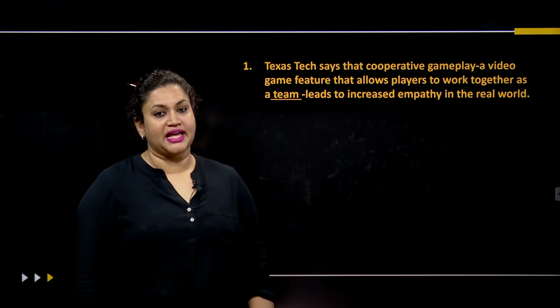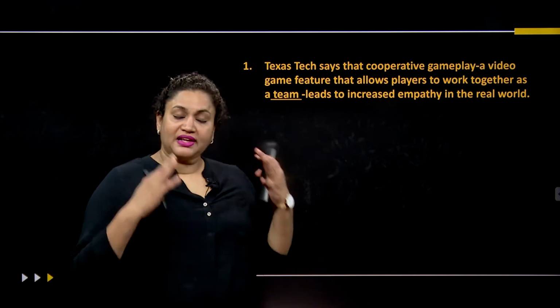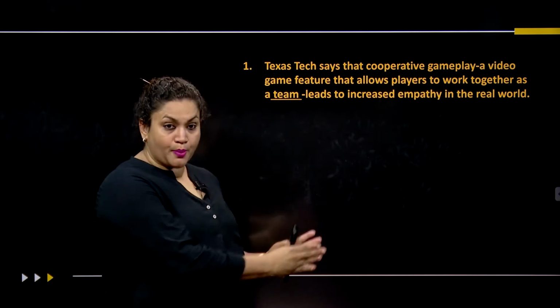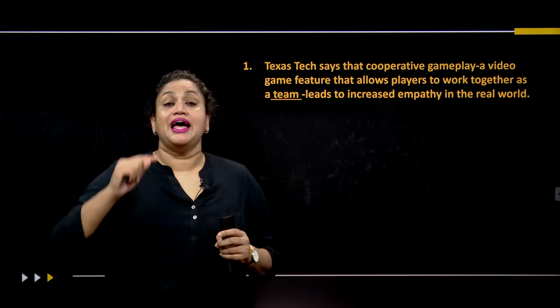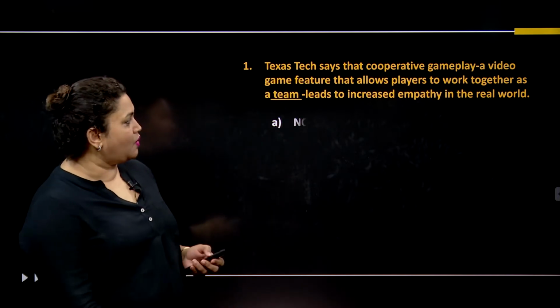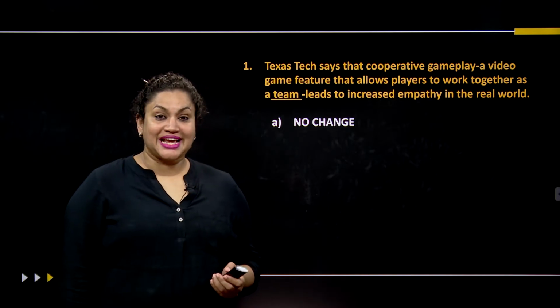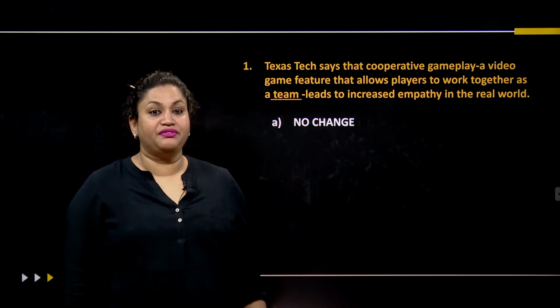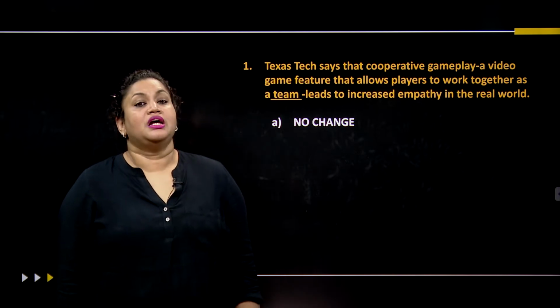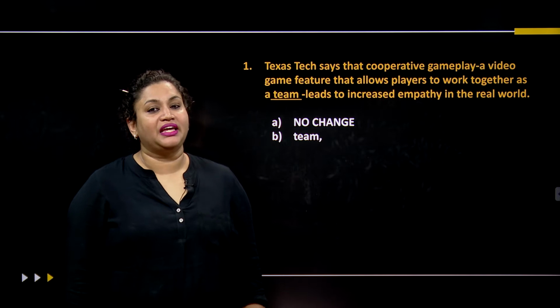Now Texas Tech says the cooperative game, always imagine the answer first. Don't look at the options. First imagine the answer and then match your imagination with the answer. Let's check how it is. Texas Tech says that cooperative gameplay, a video game feature that allows players to work together as a team, leads to increased empathy in the real world.